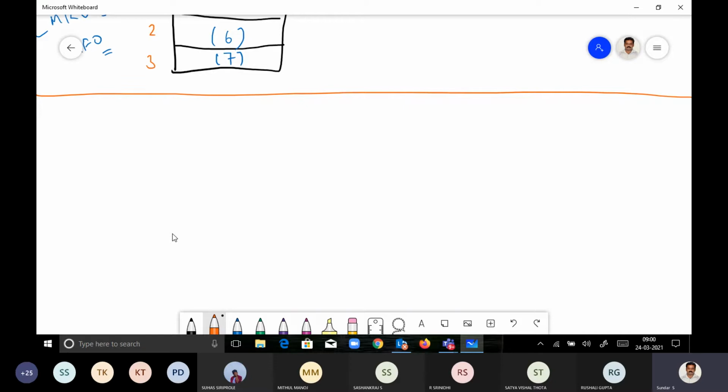So now let me move on from cache. Now we are going to discuss a new concept called virtual memory. Okay, so we are going to discuss virtual memory.